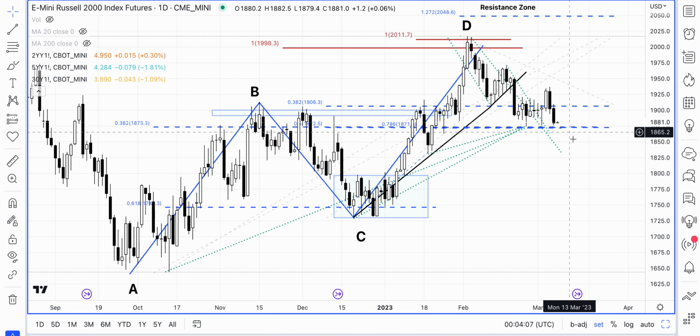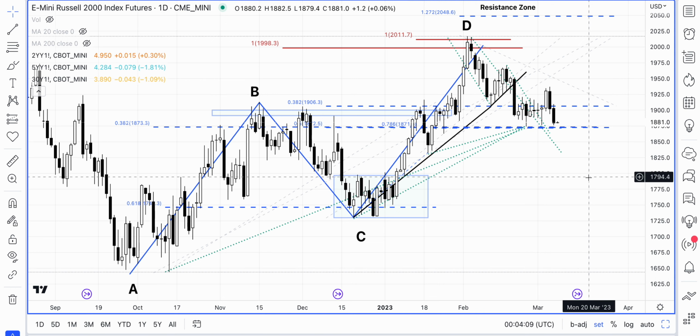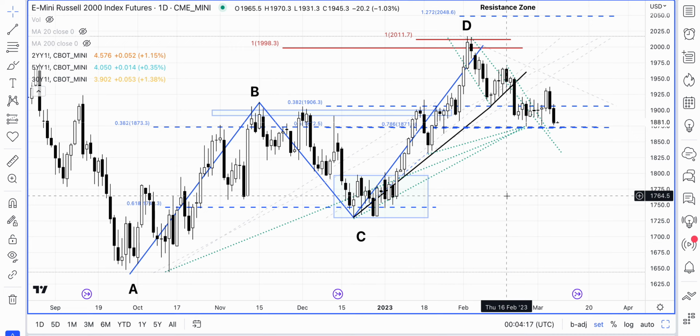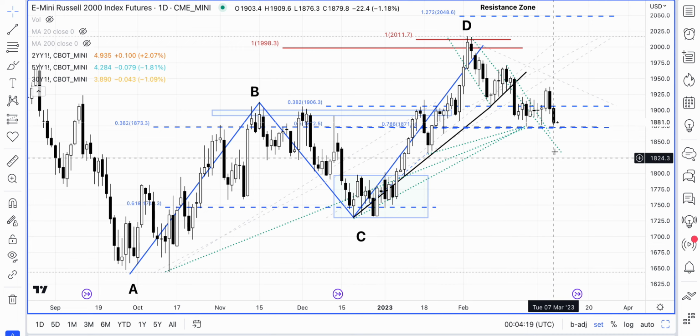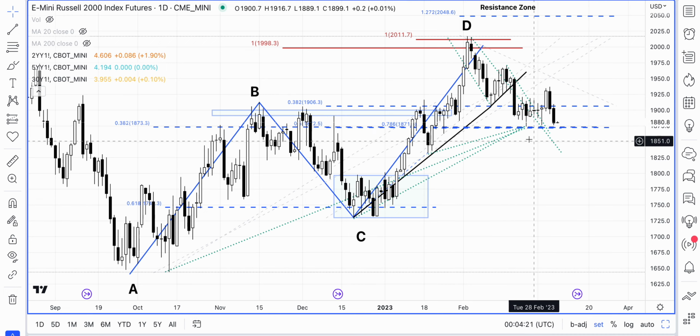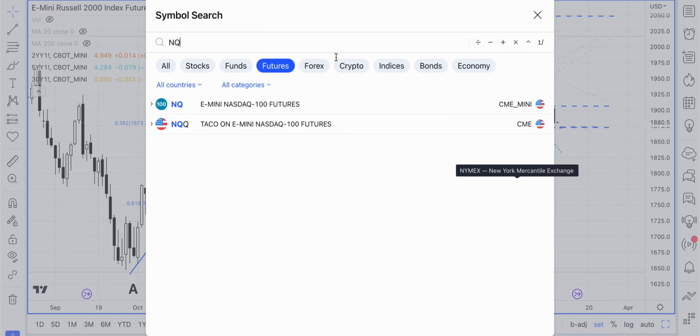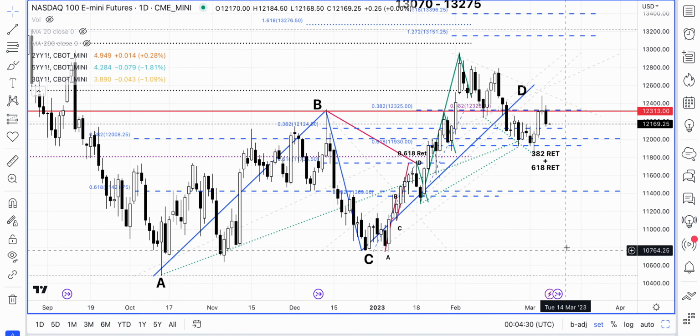So we might actually be able to get a better clue from the small caps, perhaps, if this support gets taken down to the downside, comparatively speaking to S&P 500. So we have to watch this, and that's just going to change the way we are looking at some things. So going back to NQ.